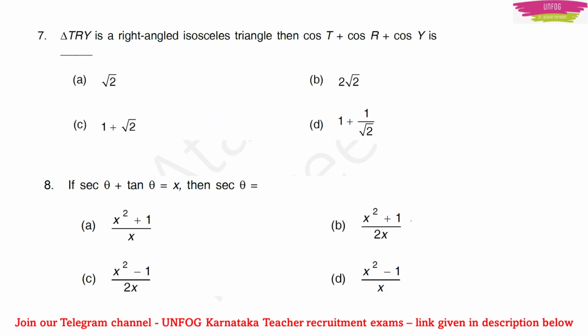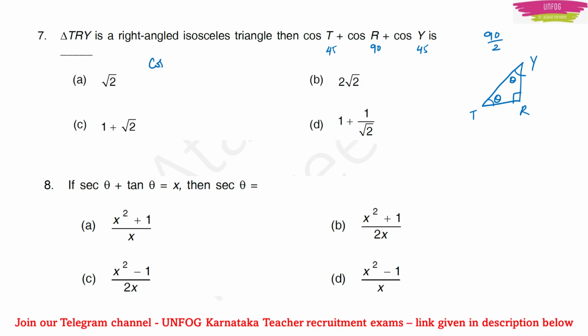Next, triangle TRY is a right angled isosceles triangle. See, a right angled isosceles triangle means like this. This will be 90 degrees and these two will be the same, theta and theta. One angle will be 90 degrees. If this is 90 degrees, this should be 45 and this should be 45. That is the condition for an isosceles triangle, because both are the same angles. Same angles means it will be 90 by 2, because the sum of the angles of a triangle is 180 degrees. So 45 plus 45 plus 90 will become 180 degrees, correct?